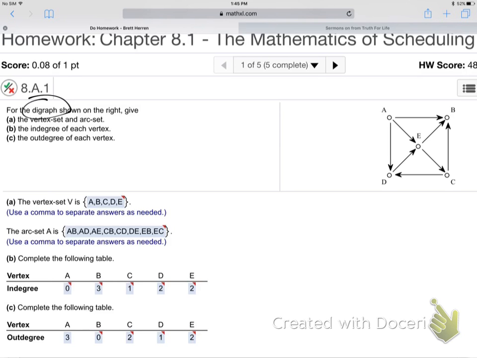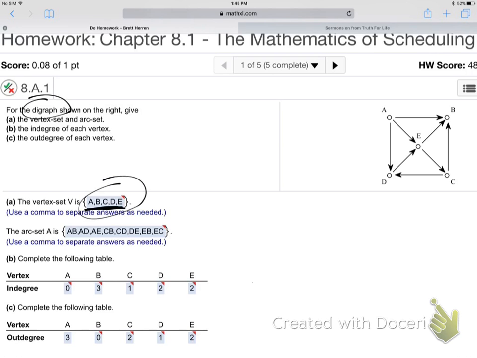So let's just get used to using the tool. This first 8.1 won't be very real. And then we'll get to 8.2 and it'll be a little more real. So in 8.1, first off, let's just get used to the language that they're speaking. They say, what's the vertex set? Vertex set is just the different points up there. So that's A, B, C, D, E. Nothing more to that. That's all they want from you.